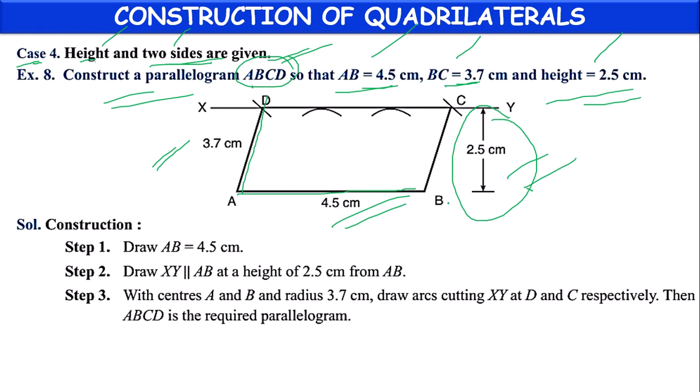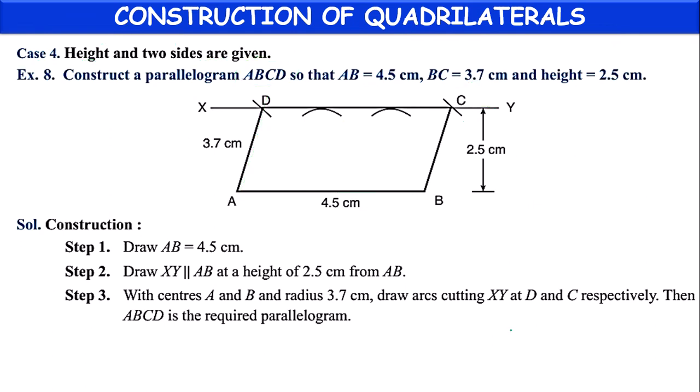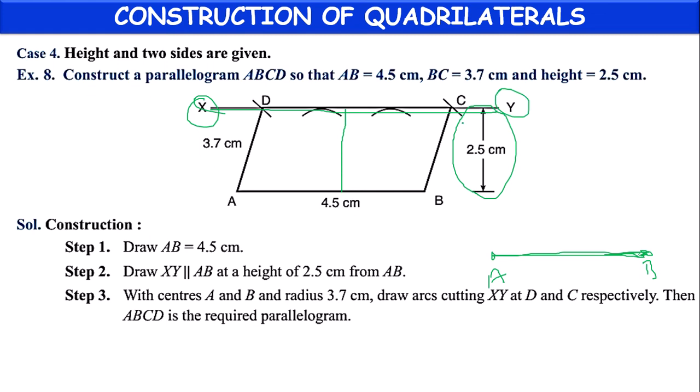So, first, we have to draw one line AB. Now, they have given two sides and height. Height means, at a distance of 2.5 centimeter, there will be a parallel line XY. So first, we have to construct this parallel line.